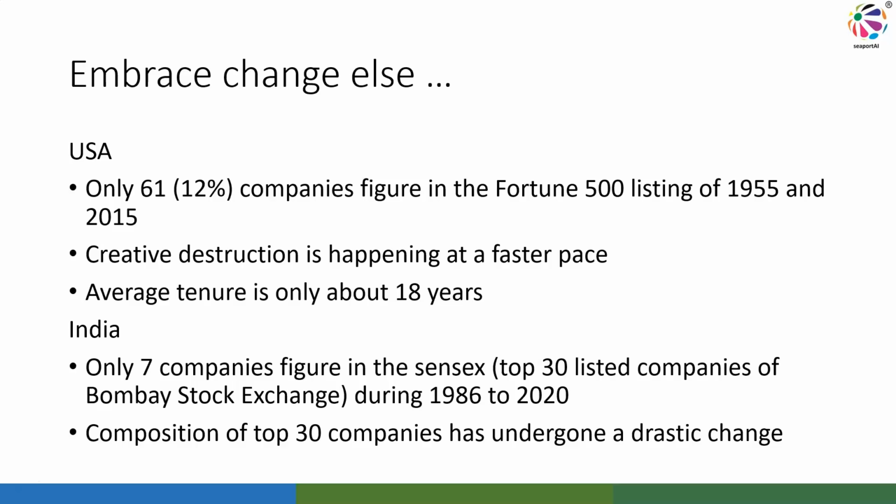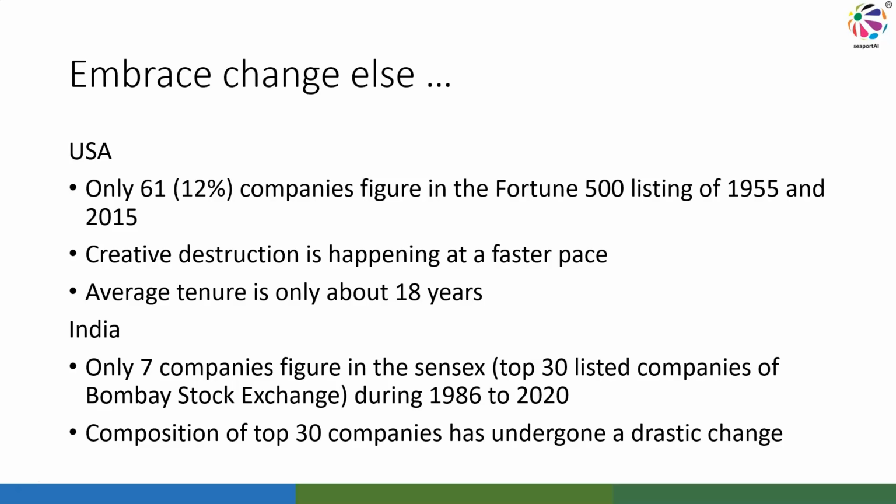So the average tenure is only about 18 years. It used to be about 30 years or so, some 50 years back. The average tenure of an organization in the Fortune 500 listing is only about 18 years. Closer home, in India, only 7 companies figure in the Sensex.